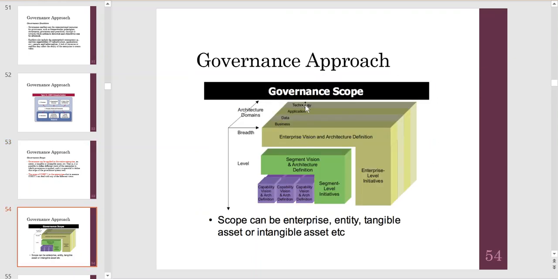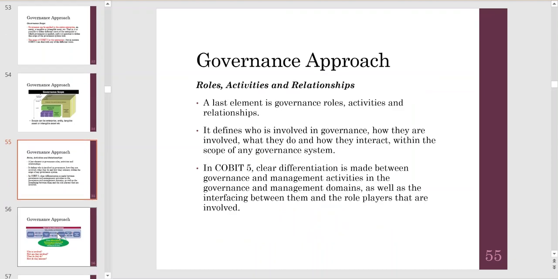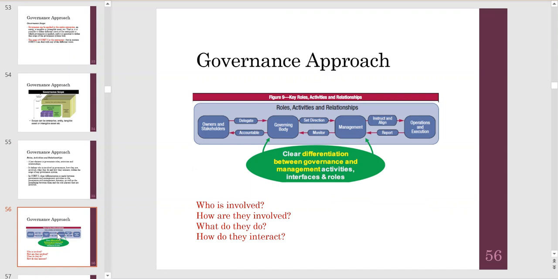Meaning, at the company level, vision, mission, strategic objective, then directorate level, then departmental levels. So the scope is everything, everyone, anything, internal or external. External could be customers, vendors, or suppliers. Then now roles, activities, and responsibilities. COBIT 5 makes clear distinctions between governance and management, which means everyone knows what they are responsible for. So this is what you see here very clearly.